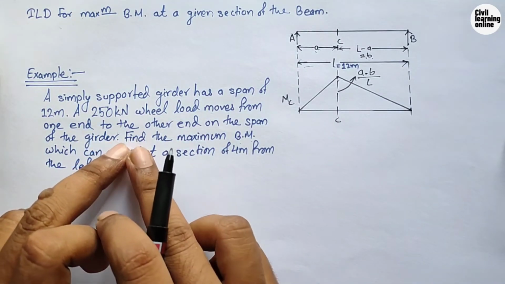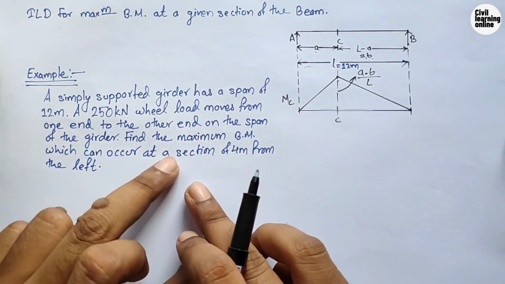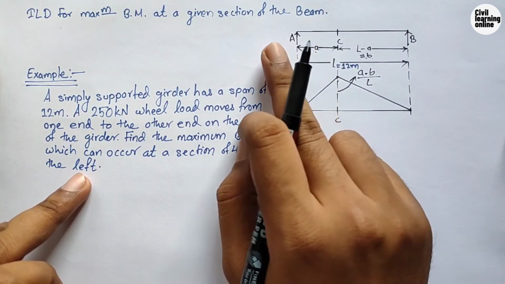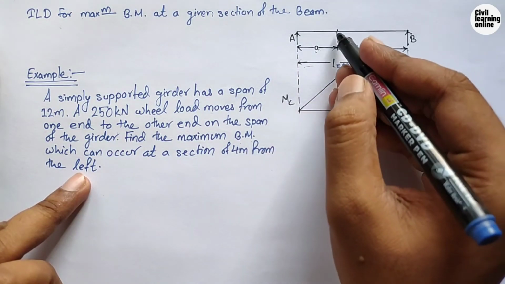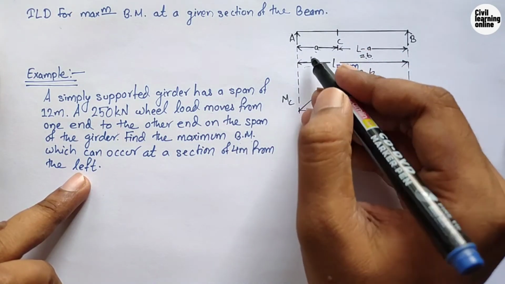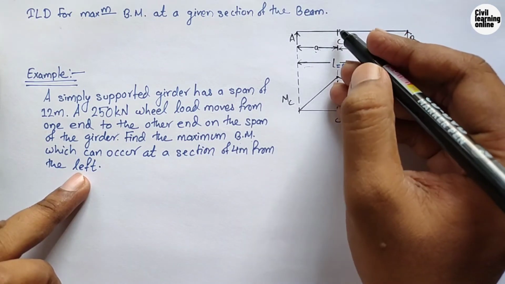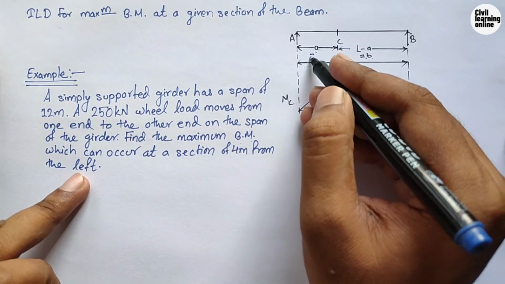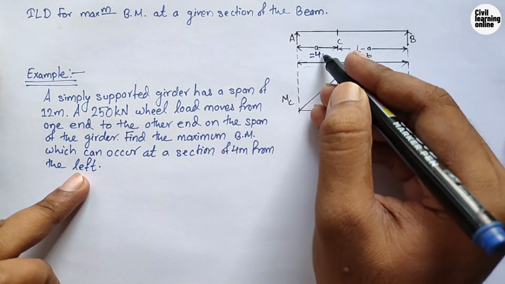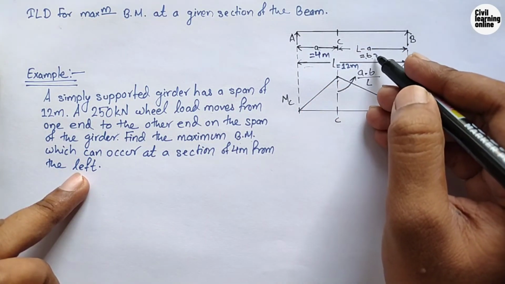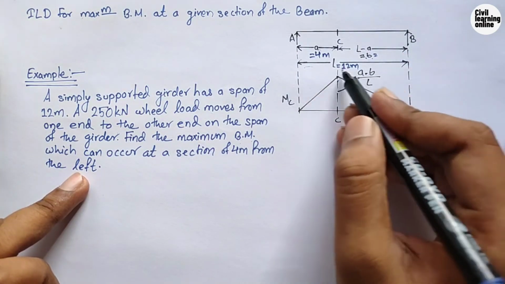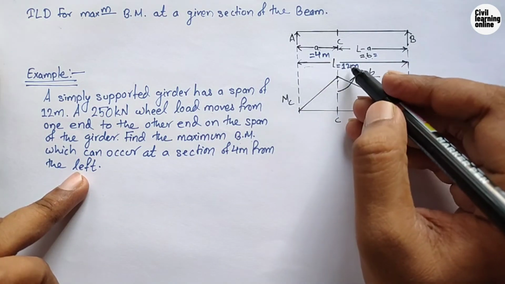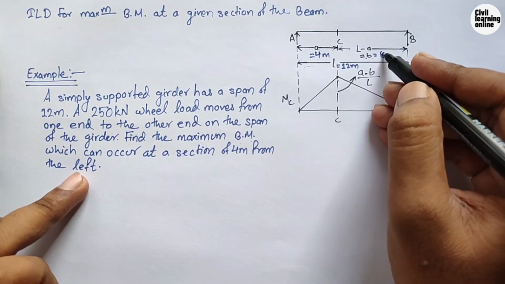We need to find the maximum bending moment which can occur at the section 4 meter from the left support. Our A is our left support, and from the left support we need to calculate the maximum bending moment at a distance of 4 meter, which means under the point C. So we have the value of A equals 4 meter. Now we can easily calculate the value of B, because the whole span is 12 meter and B equals the whole span minus this A span, so 12 minus 4 will be equal to 8 meter.